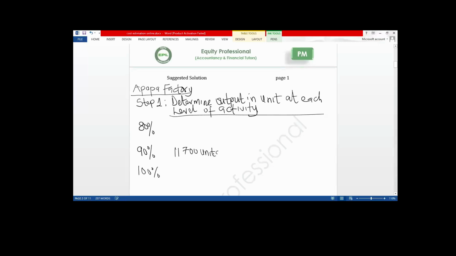We can now use this to derive 80% and 100%. For 80%, it becomes 80 over 90 multiplied by 11,700. That will give us the units for the 80% level. For 100%, it becomes 100 over 90 multiplied by 11,700.